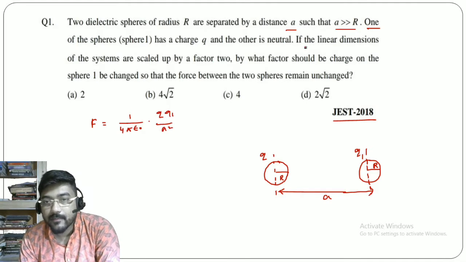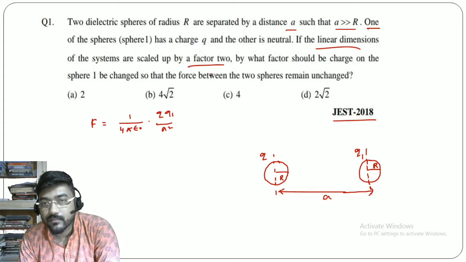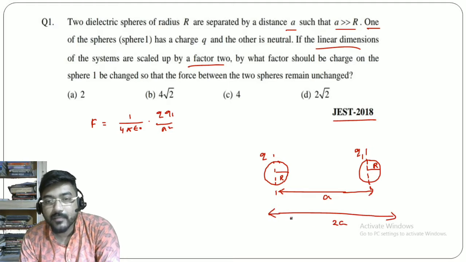Now what is said: if the linear dimension of the system is scaled up by a factor of 2, that means this distance a will now be 2a. By what factor should the charge on sphere 1 be changed? Let me consider the charge on this sphere is now q dash. So we have to find out this q dash.